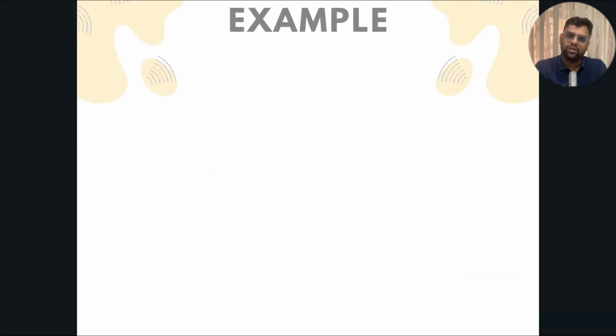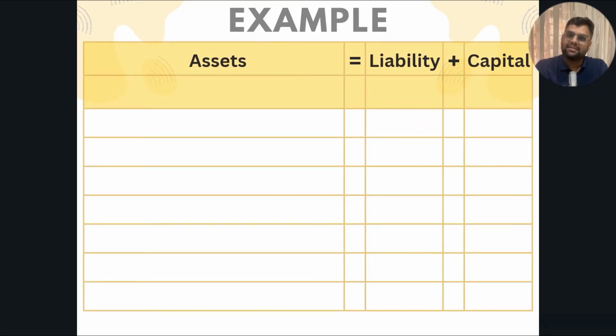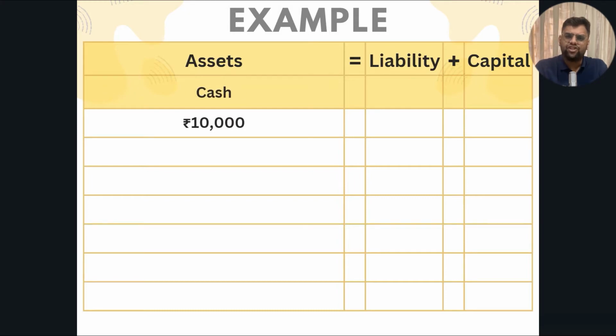Now, let's better understand this accounting equation with the help of an example. We first make a table, assets is equal to liability plus capital, by writing down this accounting equation. And transaction number 1. Ashneer Grover starts business with rupees 10,000. So from a business perspective, cash increases by 10,000 and also capital increases by 10,000. Therefore, your new accounting equation becomes cash rupees 10,000 is equal to capital rupees 10,000.